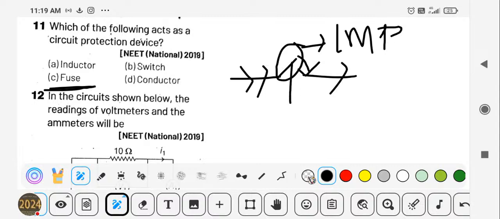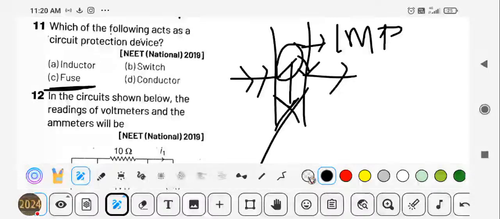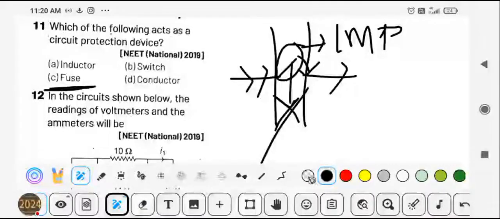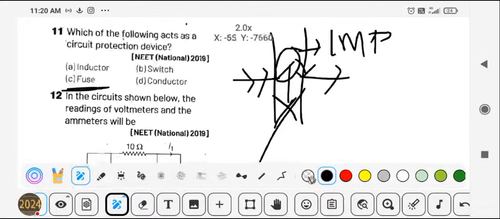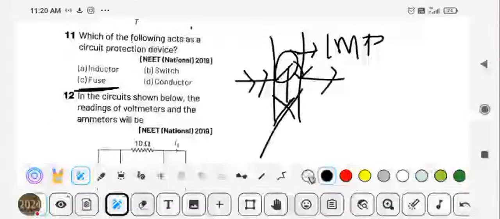If it melts, there is a gap between these two in the current flowing circuit. If there is a gap, there is no flow of current in the circuit, it suddenly stops, which will prevent damage to the entire electrical equipment. That is why fuses, which are easily available, cheap and best to use, prevent the excess flow of current and protect the devices.